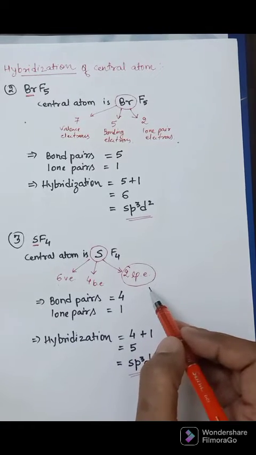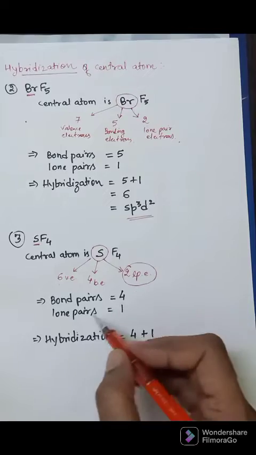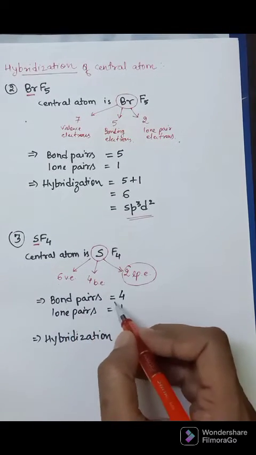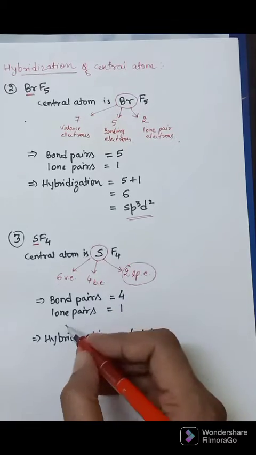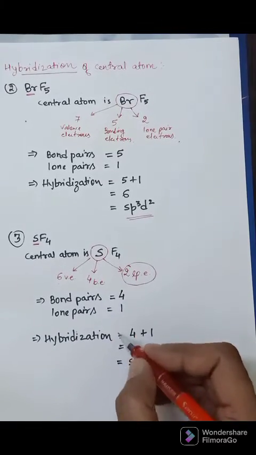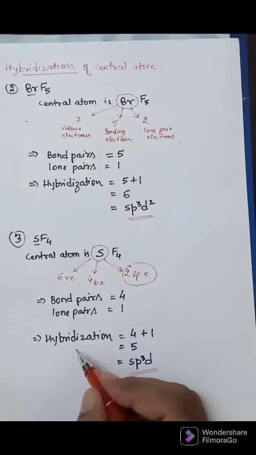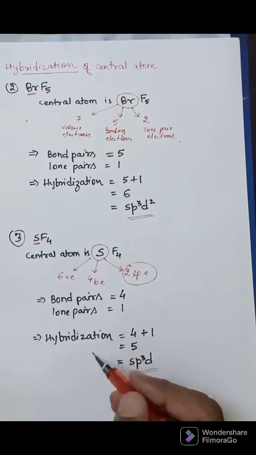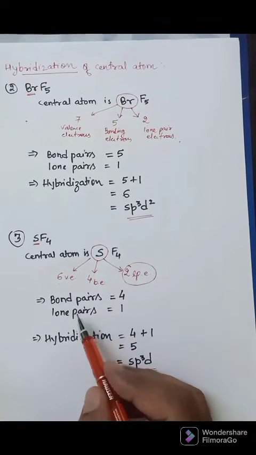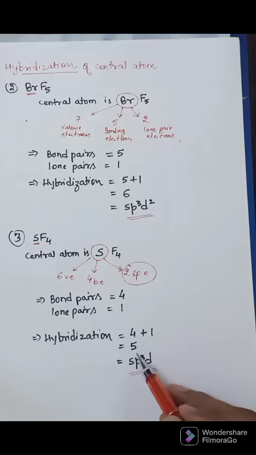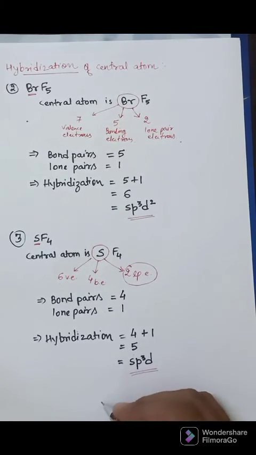We just have to find only these 3 things. So we can easily find the number of bond pairs is equal to 4, and the number of lone pairs is equal to 1. So we have hybridization according to the above given table. If the number of bond pairs and lone pairs is equal to 4 plus 1 equal to 5, then the hybridization will be sp3d. Thank you very much.